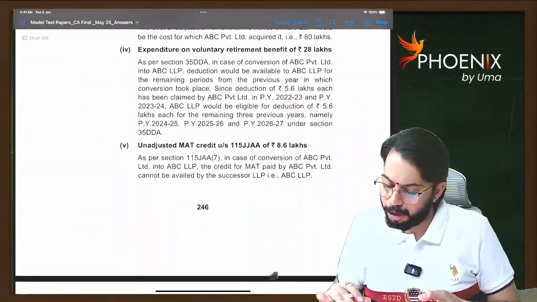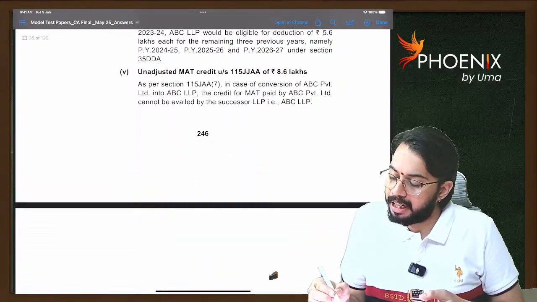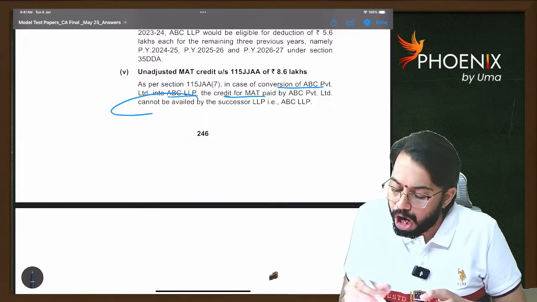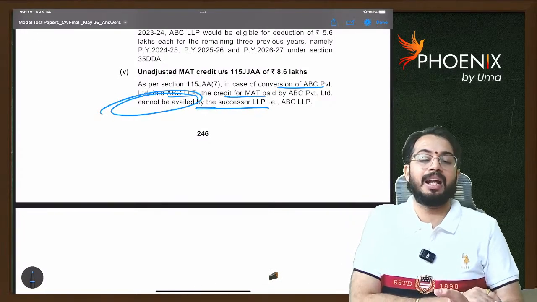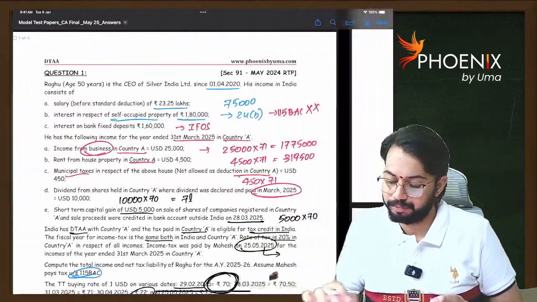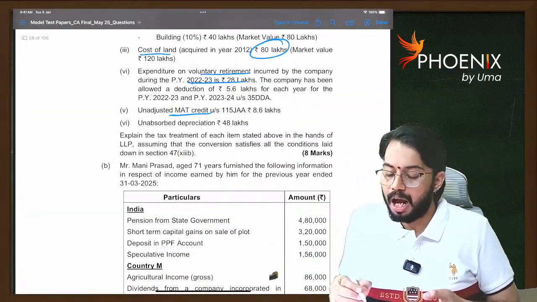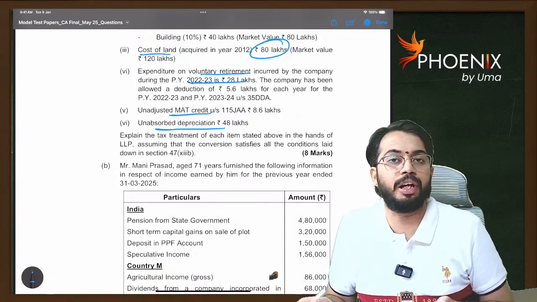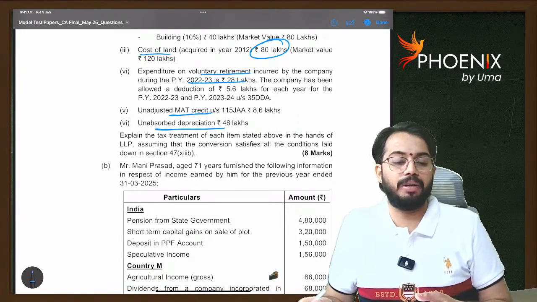You can see this point. MAT credit in case of conversion of company to LLP: credit of MAT cannot be availed by the successor LLP. Okay. Unabsorbed depreciation can be carried forward to LLP, not a problem at all.